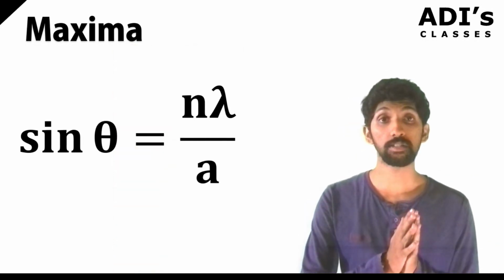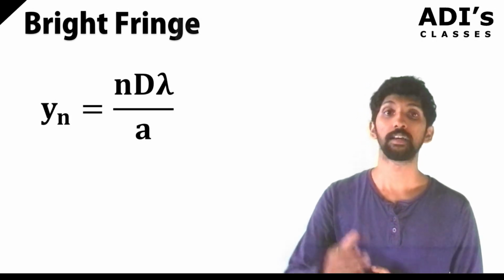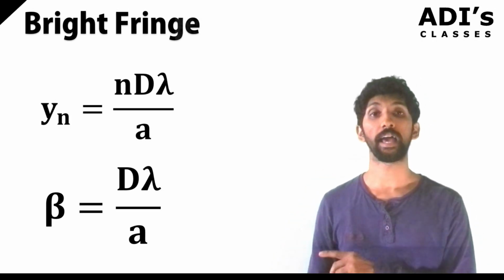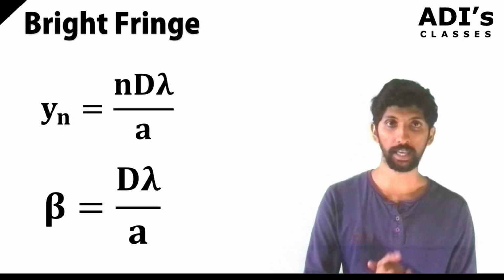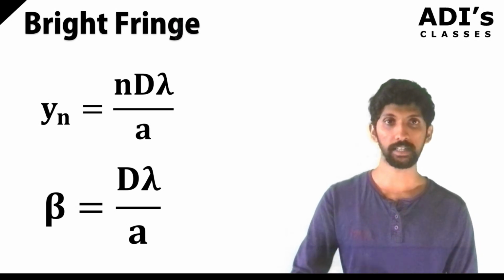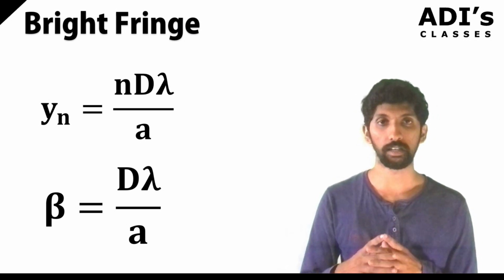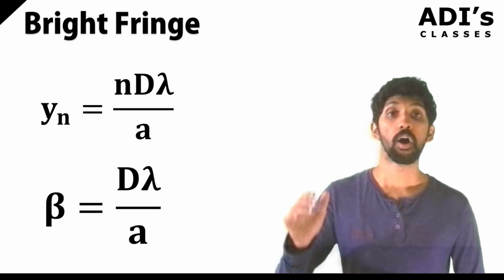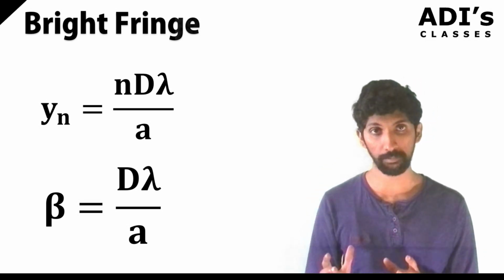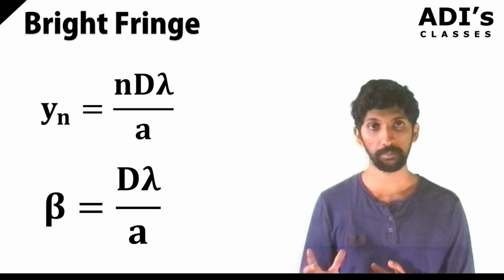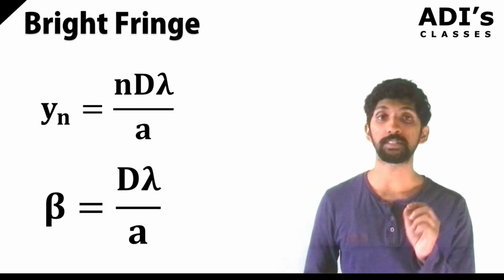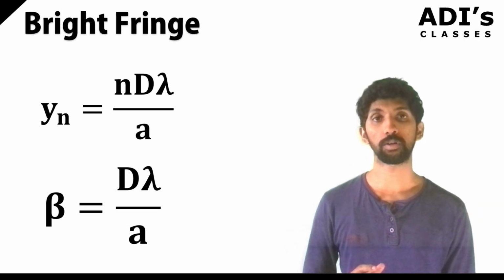For maxima, we have sine theta equal to n lambda divided by a. The distance of the nth bright fringe was given by y_n equal to n d lambda divided by a, so beta is d lambda divided by a. What we figured from this was that all the secondary bright maxima, or the tertiary bright maxima, are of the same width.